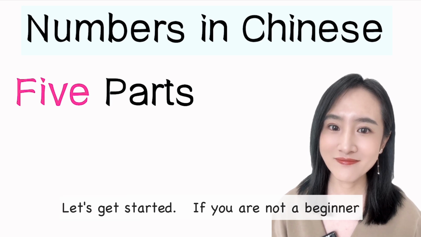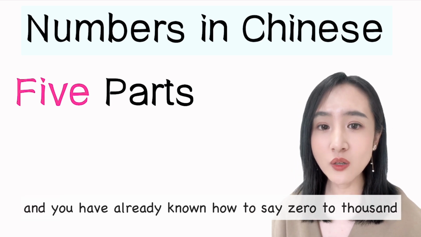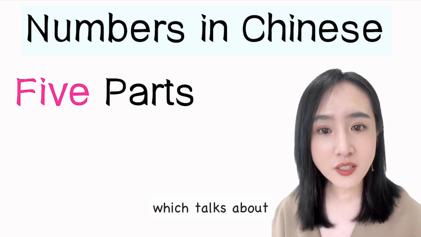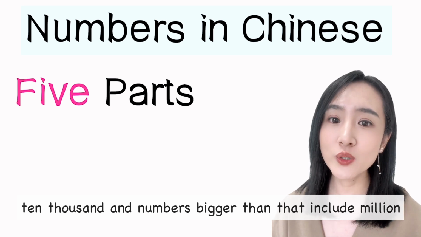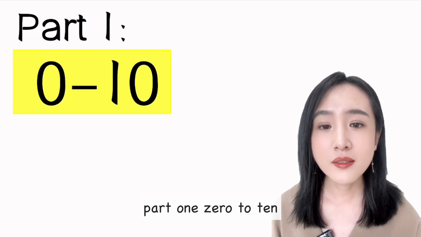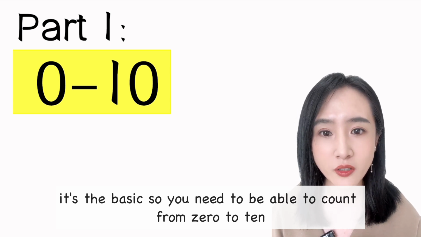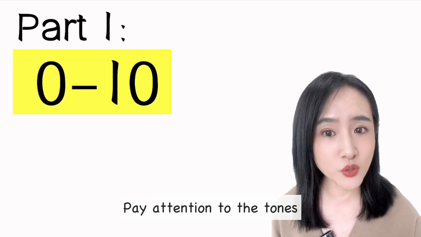Let's get started. If you are not a beginner and you already know how to say 0 to 1000, you can just skip to part 5, which talks about 10,000 and numbers bigger than that, including million. Part 1, 0 to 10. It's the basics, so you need to be able to count from 0 to 10 with correct tones. Pay attention to the tones.